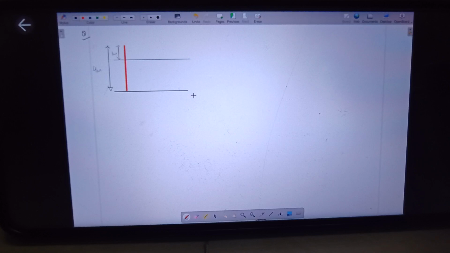The refractive index of water is 4/3. And say the sun rays are falling on the pole, making an angle of 45 degrees with the vertical. So we have to determine the length of the shadow of the pole on the bottom of the lake. Find the length of the shadow of the pole on the bottom of the lake.